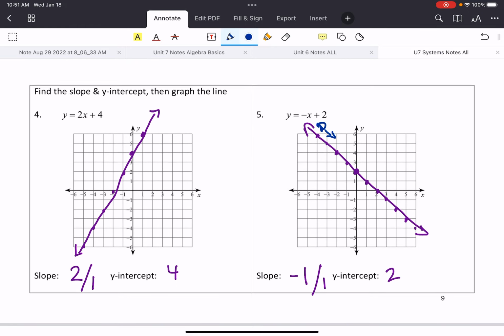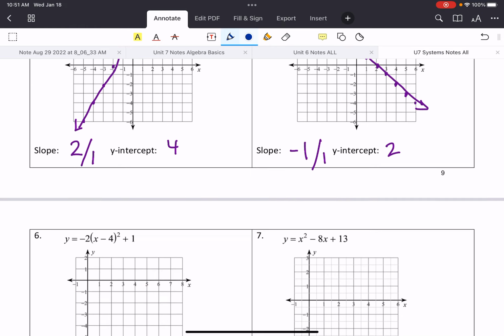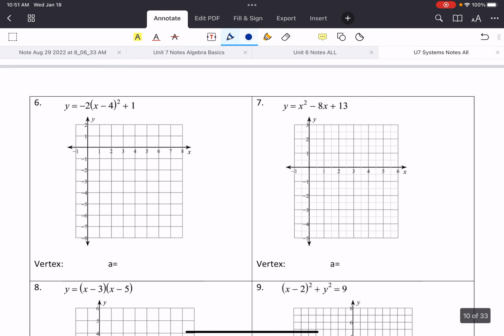Those we learned last year. You should have learned how to graph those last year. Here are some parabolas in our 3 different forms that we learned last semester.